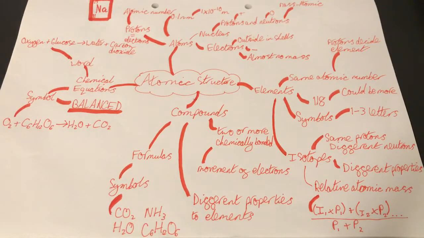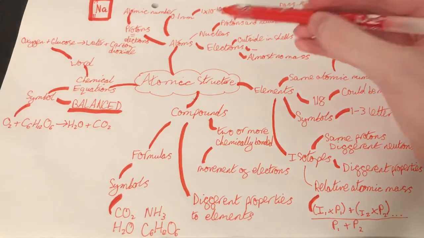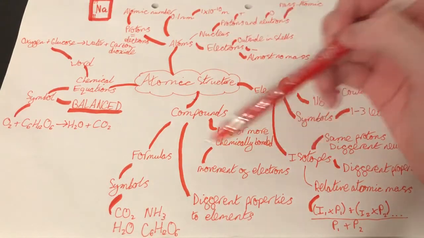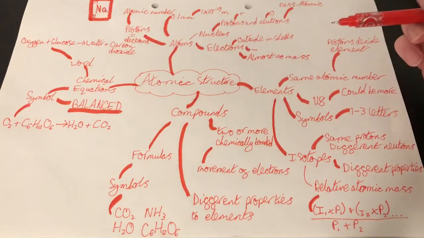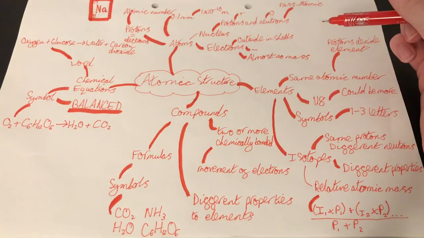Today we're going to be looking at the atomic structure and the periodic table topic in chemistry. We're just going to look at the very first part today about atomic structure. So we're going to start up here with atoms and we're going to work our way around to all about equations. So let's get started.